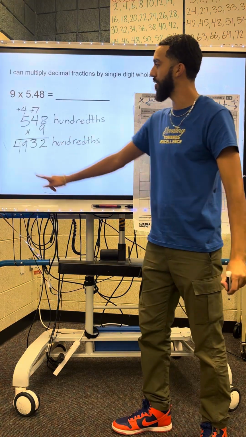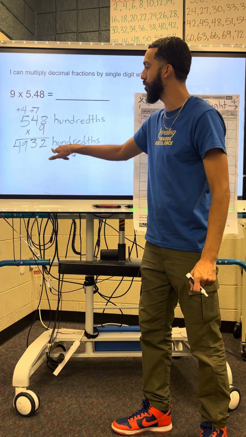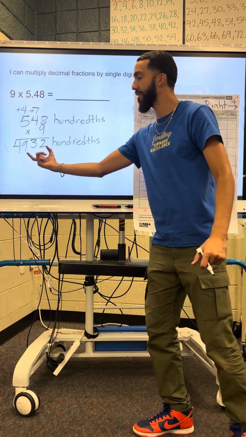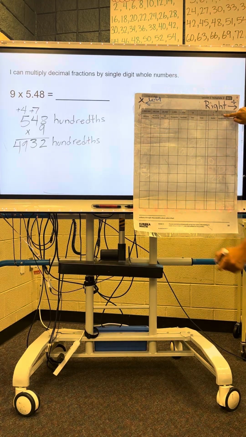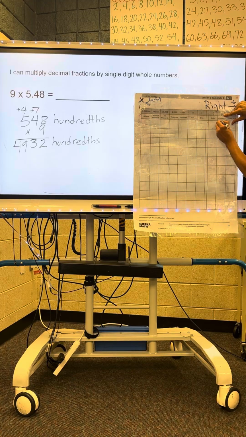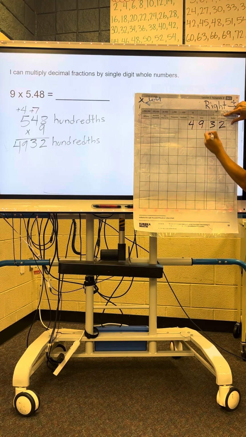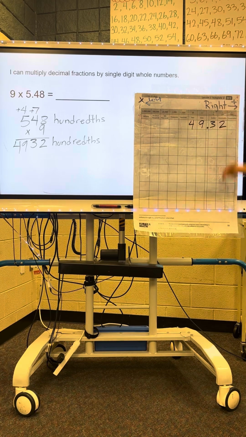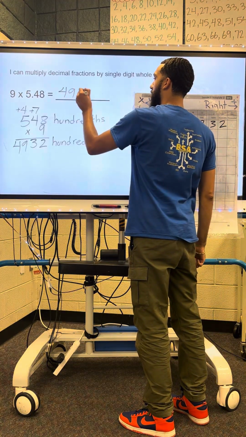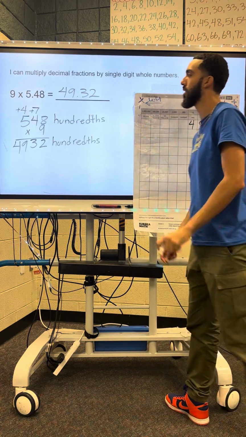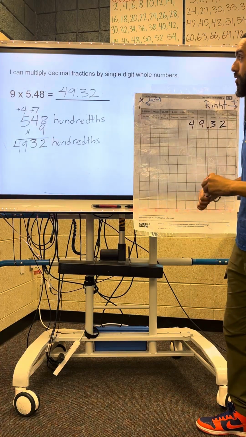And my answer is 4,932 hundredths. Now take that number, place it on your place value chart, find the hundredths column, which is right here. I know my 2 should end up there. And I have 2, 3, 9, and 4. I bring my decimal down, and my answer is 49 and 32 hundredths. 49 and 32 hundredths. So that is it for today.